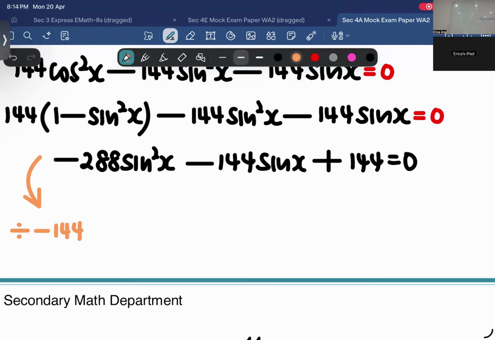Let's go and divide. Very good. Okay, Jana, you divide, then you tell us what you get when you divide. I think you'll get something like 2 sine square x something.